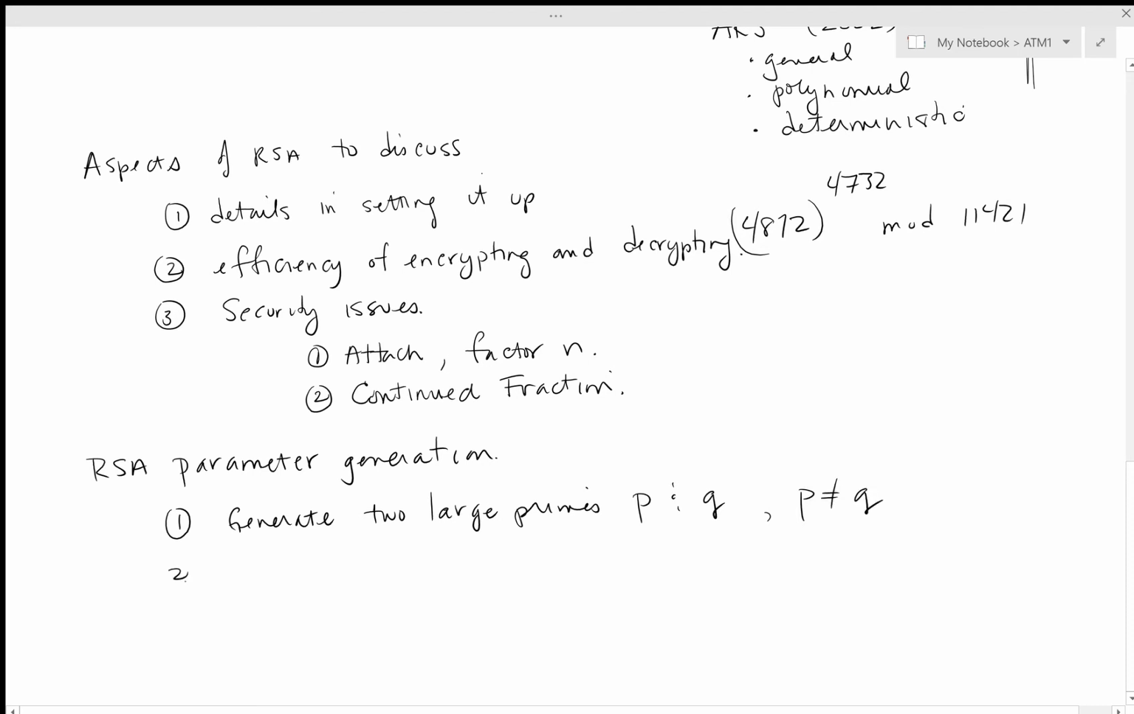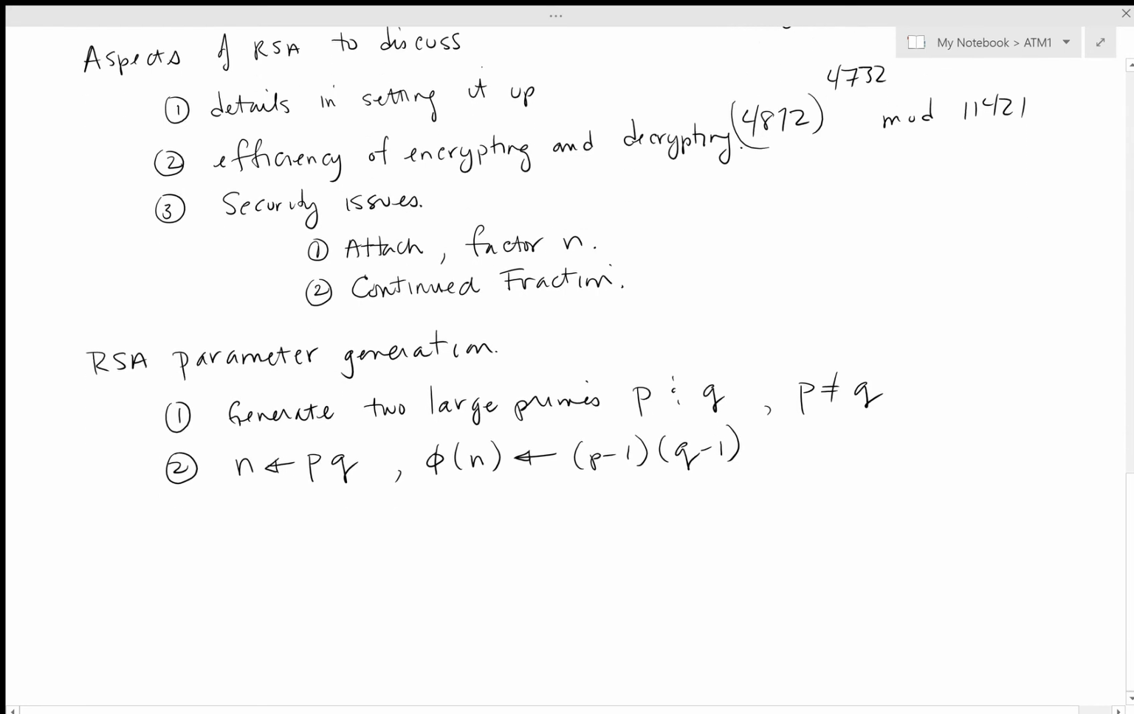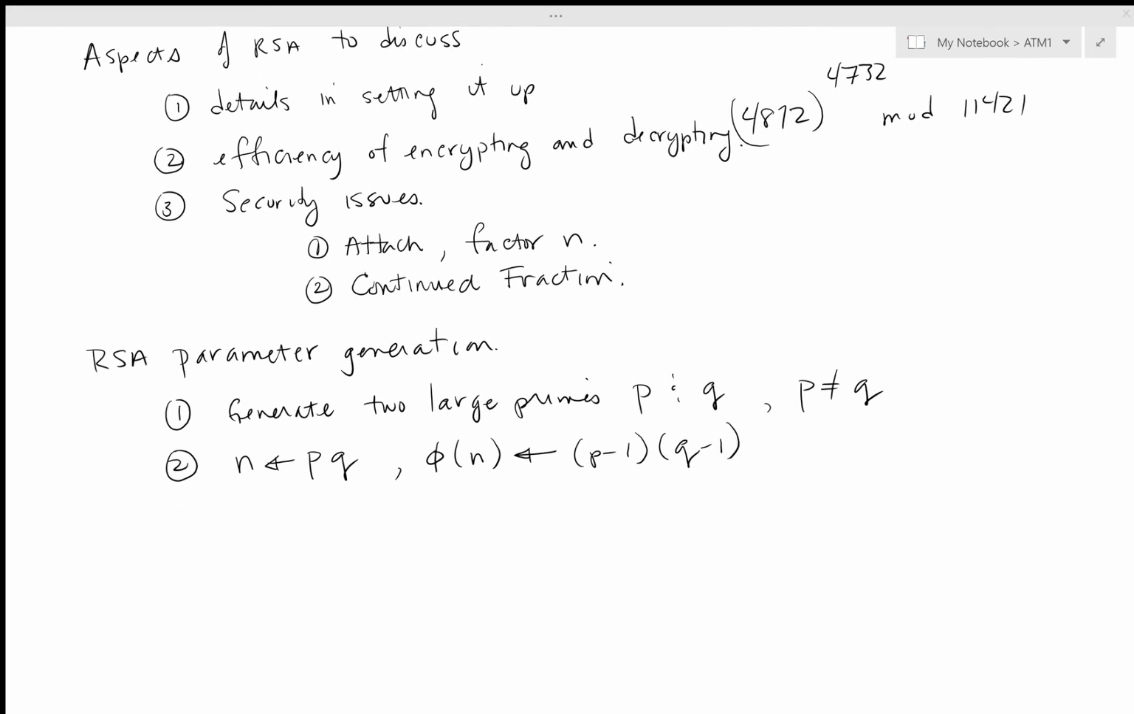Then you compute n, and I'll put it in a computer science way of writing it: n is assigned p times q, and then you can easily compute phi of n as (p minus 1) times (q minus 1). So these are the steps you need to do in setting up your RSA crypto system.